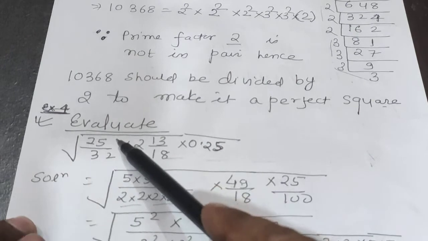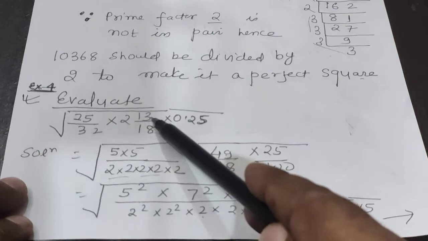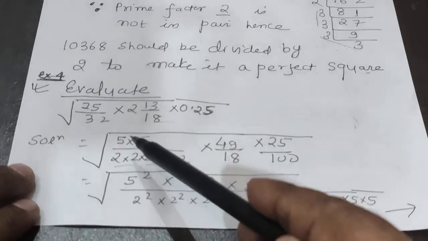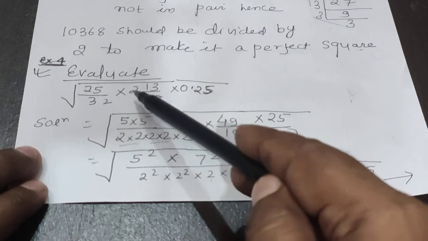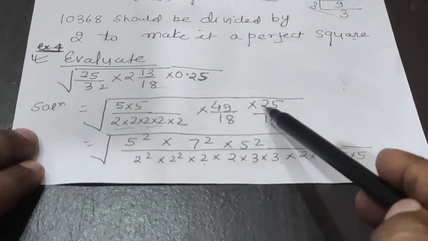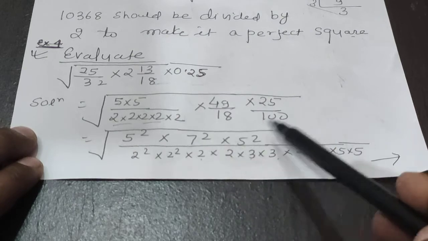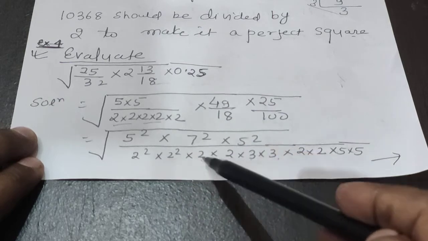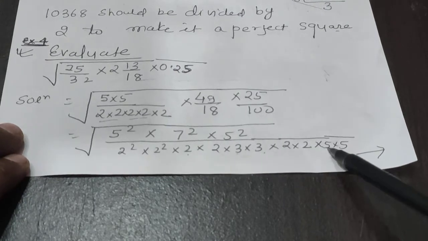Now we'll come to the fourth example. Here you have to evaluate root over 25 by 32 into 2 and 13 by 18 into 0.25. So at first 25 we will write as 5 into 5. This 32 will be written as 2 into 2 into 2 into 2 into 2. The mixed fraction 2 and 13 by 18 becomes 36 plus 13, that is 49 by 18. And 0.25 we remove the decimal, so it has become 25 by 100. So it is 5 square. 49 can be written as 7 square. This 25 can be written as 5 square. It is 1 pair of 2, second pair of 2. This 2 is copied. 18 can be written as 2 into 3 into 3, and 100 can be written as 2 into 2 into 5 into 5.